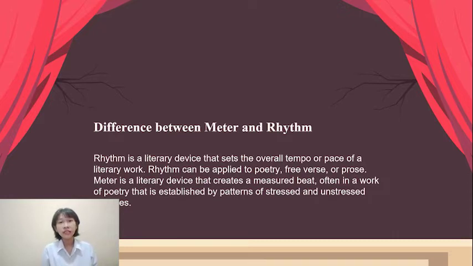Meter is a literary device that creates a measured beat, often in a work of poetry, that is established by patterns of stressed and unstressed syllables. Meter is considered a more formal writing tool, particularly as it applies to poetry. It can enhance the rhythmic quality of poetic writing. However, its purpose is to set steady timing in a poetic line with metrical feet, just as a time signature and metronome might set steady timing in a musical work. Unlike meter, rhythm is less about a steady and measured beat of syllables.